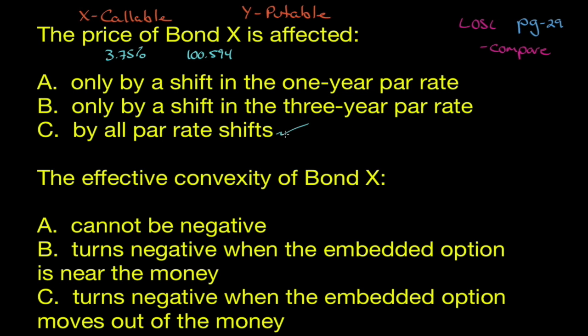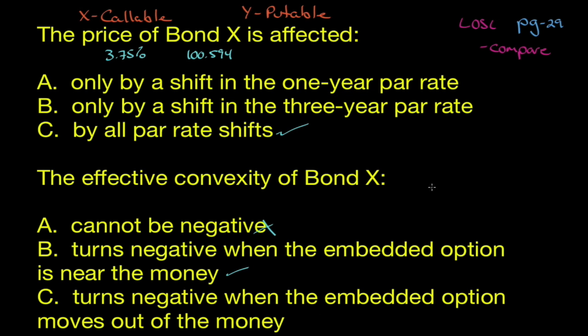The effective convexity of bond X cannot be negative. It's a callable bond. Can a callable bond have negative convexity? Yes, it can. So we can get rid of that. Yes, it can be negative. The effective convexity of bond X turns negative when the embedded option is near the money. Yes. Turns negative when the embedded option moves out of the money.